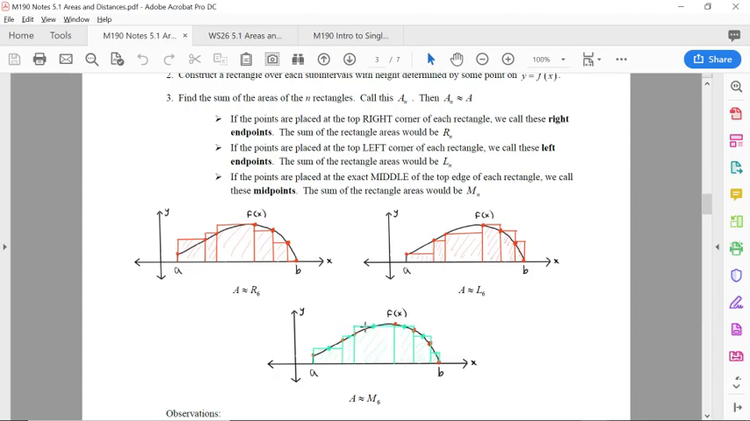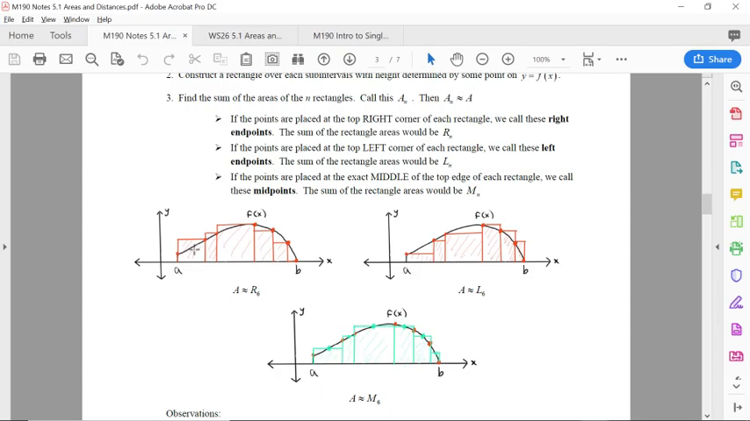We could have chosen the points to be anywhere within the subintervals, truthfully. But the three fundamental ones that we're going to look at are choosing right endpoints, left endpoints, and midpoints. So let's take a look at how these compare to each other geometrically. All of these would give us approximations for the actual area under the curve.